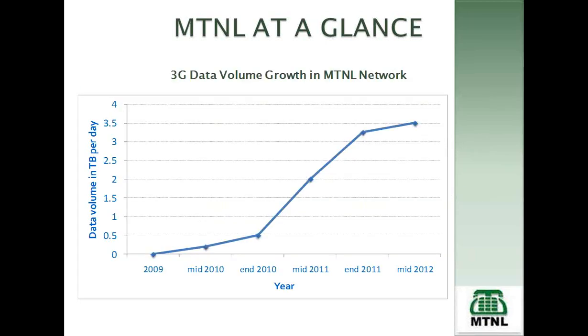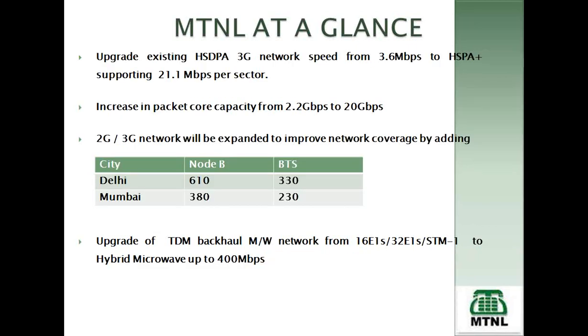This graph typically shows the growth in 3G data volume starting from 2009 in terabytes per day. So every year you can see we are growing in terms of 3G data volume. Around 4 terabytes is the present volume of 3G data. We are trying to expand our network by upgrading the present HSDPA 3G network from 3.6 Mbps to 21.1 Mbps per sector by using HSPA+ technology.